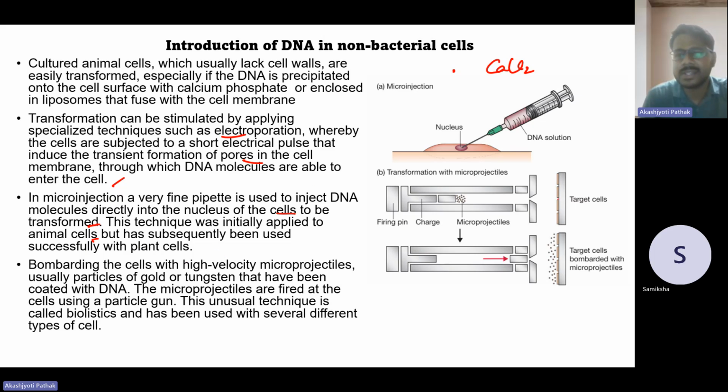So these are your target cells, and then you bombard them with microprojectiles. What do these microprojectiles contain? They are actually gold or tungsten particles that have been coated with DNA. This unusual technique is called ballistics and has been used in several different types of cells.